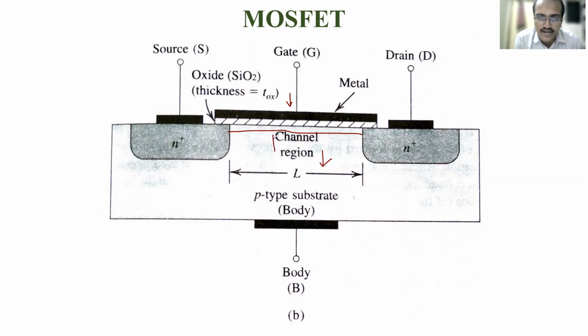Between this and the gate, there exists a capacitance, and the capacitor dielectric here is oxide. Silicon oxide, and its thickness is TOX. We also consider the silicon oxide permittivity to calculate the capacitance. That we have also seen. The permittivity is epsilon OX, which is nothing but the relative permittivity and absolute permittivity. That calculation we'll look at as well.